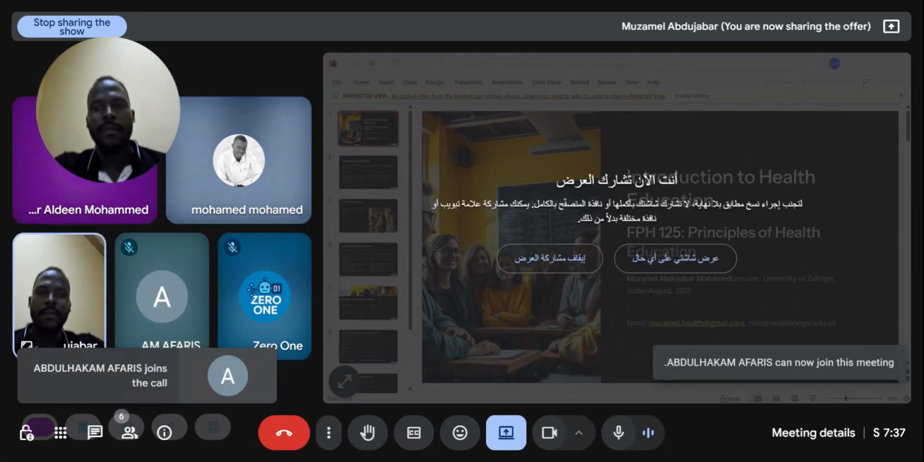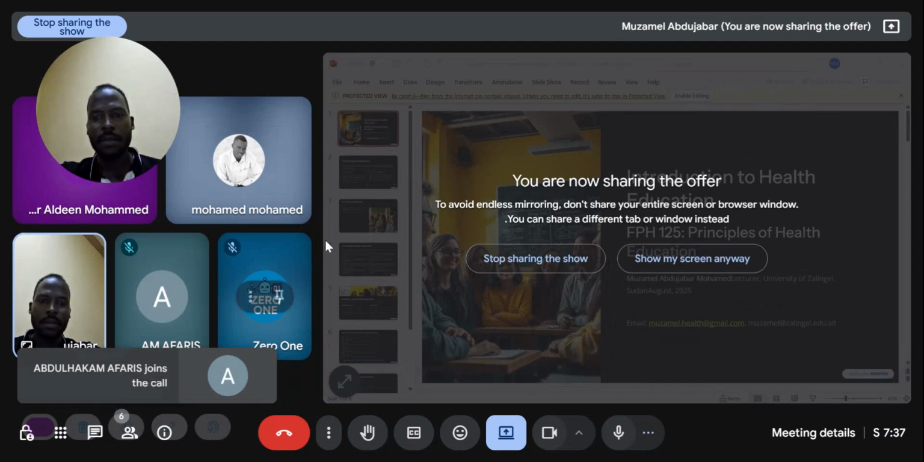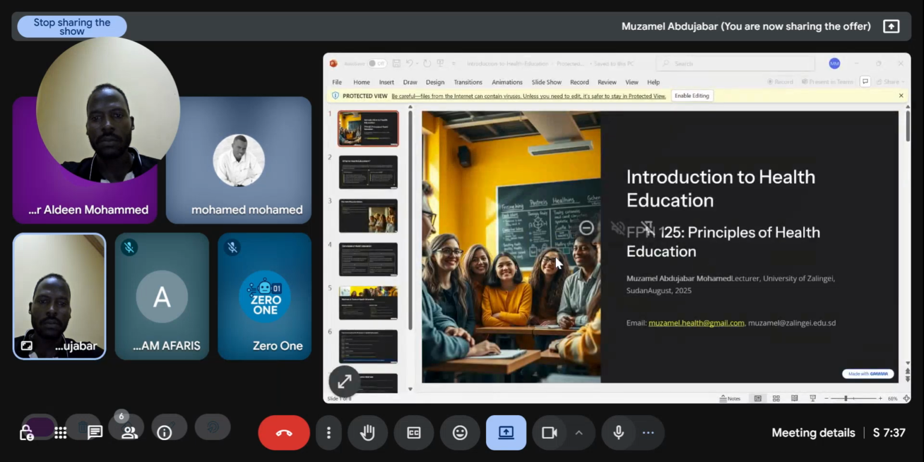We are going to start very important courses in public health, which are related with health education. Health education means how we can upgrade the knowledge of the community, or the population, to be more aware to prevent, protect and control themselves from the disease.